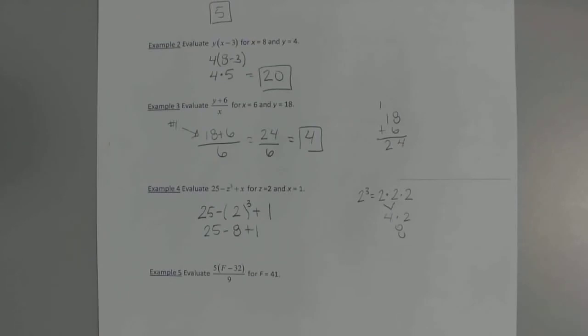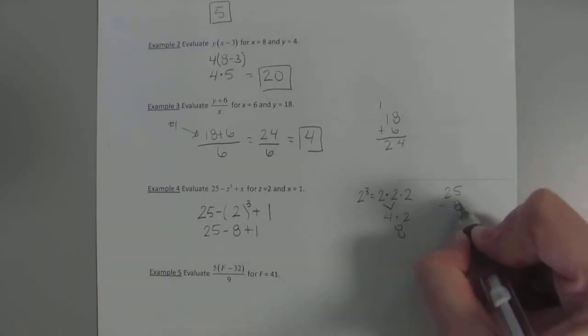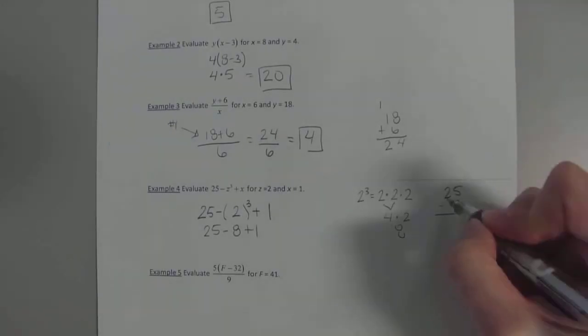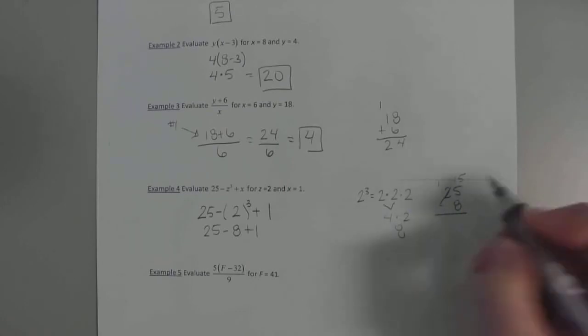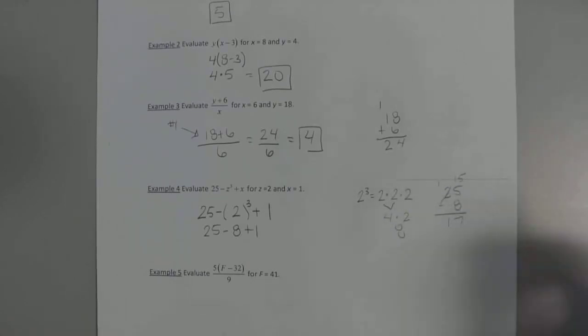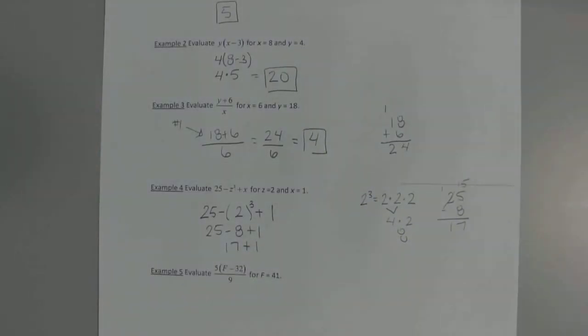And then at that point, what are we going to do? Yep, subtract. We're just going to go left to right. I go over to the right. 25 minus 8, I like vertical subtraction, okay? I'm going to borrow from the 2, he's going to go to 1, he's going to go to 15. 15 minus 8, 7. 1 minus nothing's 1. So this is 17 plus 1, which is 18.